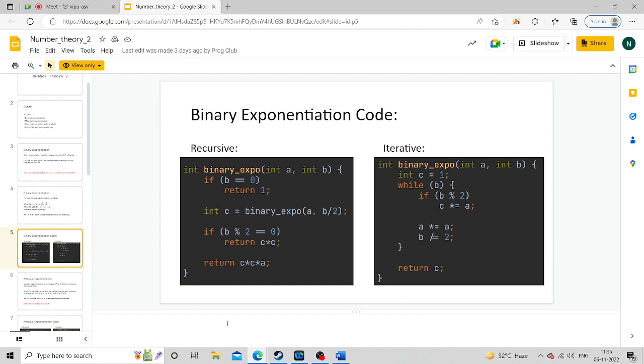You see over here, if b mod 2 is equal to 1, we multiply c with a. But in every iteration, we are multiplying a with itself, right? So in each iteration, we will be having the power of 2. So first it would be a, then it would become a square, then it would become a to the power 4, then a to the power 8, and so on. Is this clear to all?